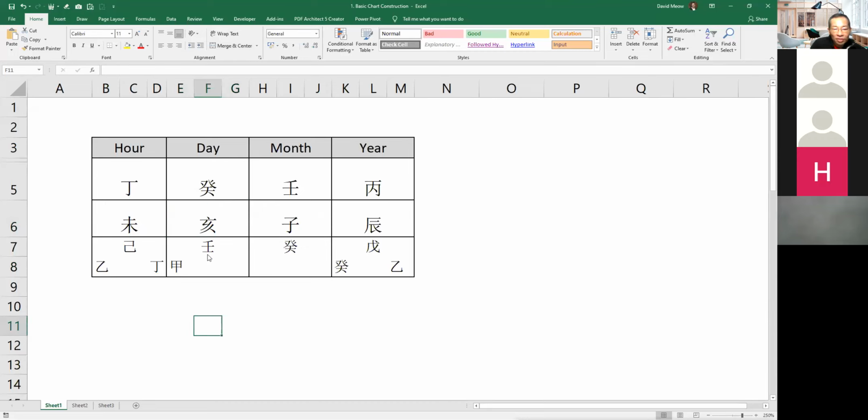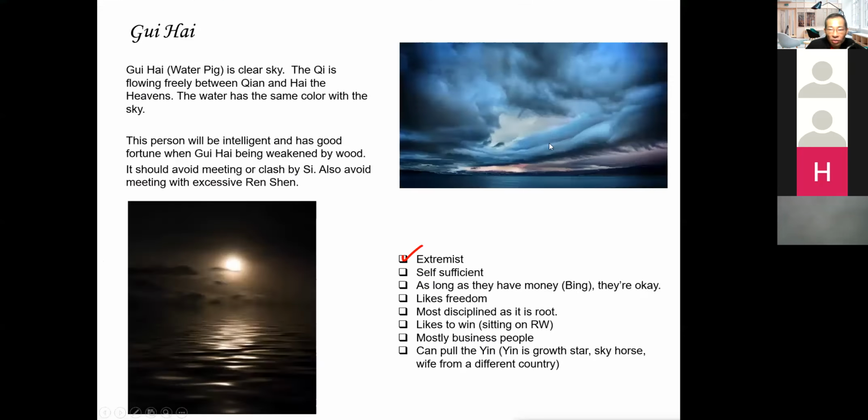Therefore, the peak is the Ren water, and sitting on Ren water is the mist, the clouds on the ocean. And the peak is midnight, late at night, about 1 o'clock to 3 o'clock. Therefore, it's actually dark and night. And as long as they have sunlight or moon, they are okay.